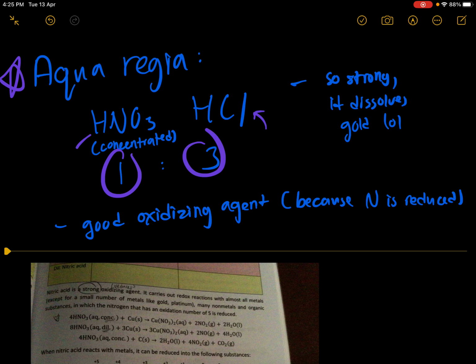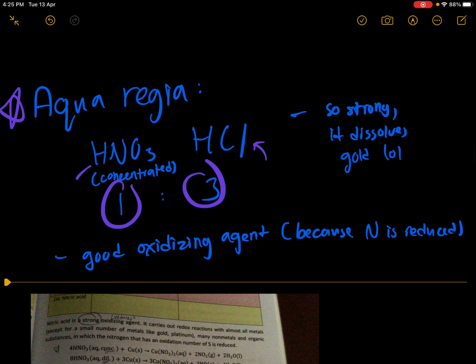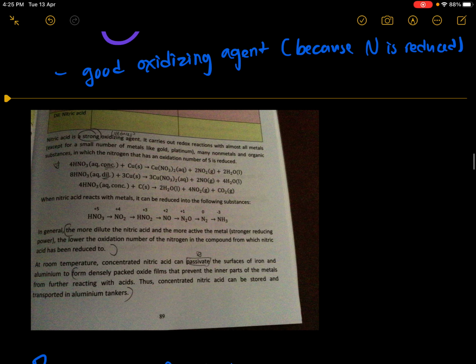Also, nitric acid is a good oxidizing agent. That means that when nitric acid reacts with certain substances, it undergoes reduction. The nitrogen in HNO3 undergoes reduction, and it oxidizes other substances. So it's a good oxidizing agent.